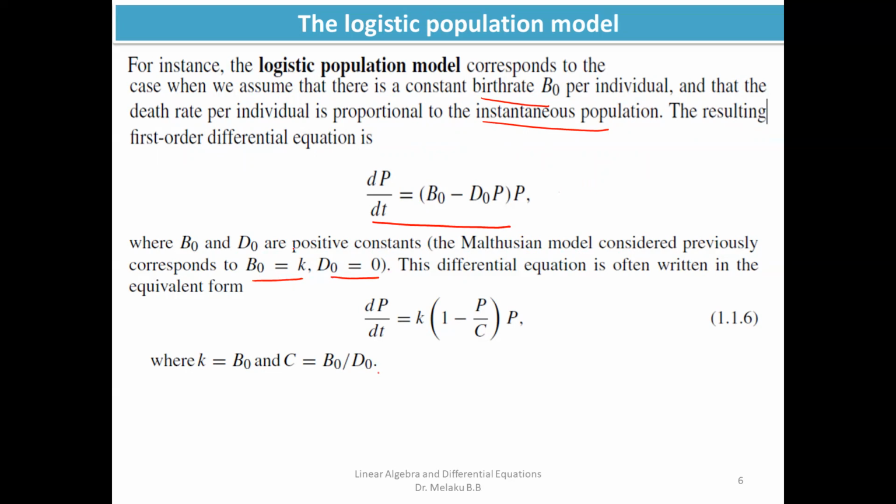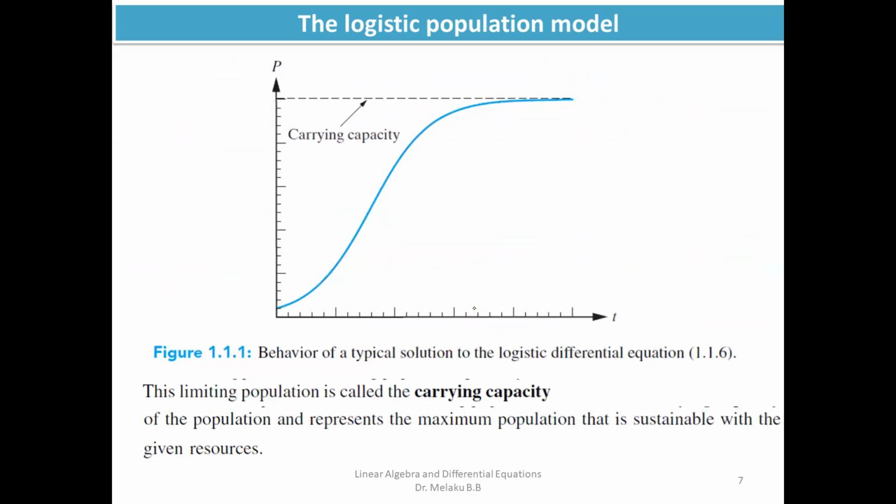If we substitute B naught equal to k and D naught equal to 0 in the logistic population model, you will directly obtain the Malthusian model. And of course, this differential equation could also be written equivalently this way: dP by dt equals k times (1 minus P over C) times P, where k is B naught and C could also be written as B naught over D naught. These are just numbers. Therefore, this is also a population model, which is called the logistic population model.